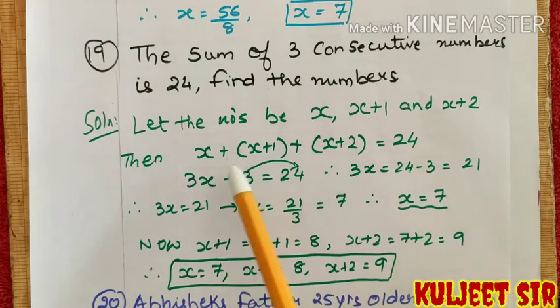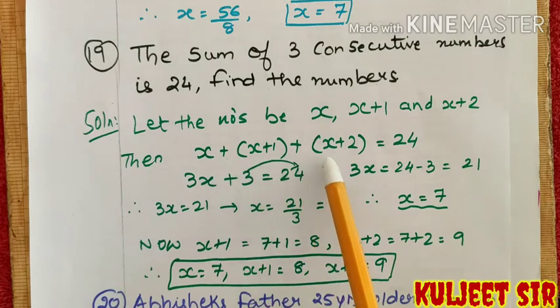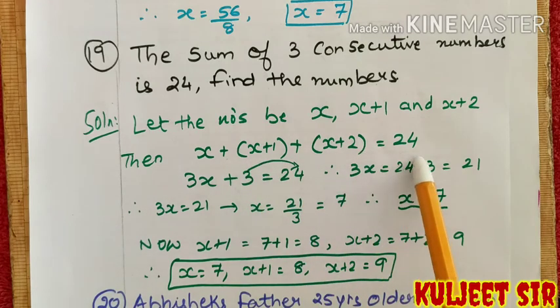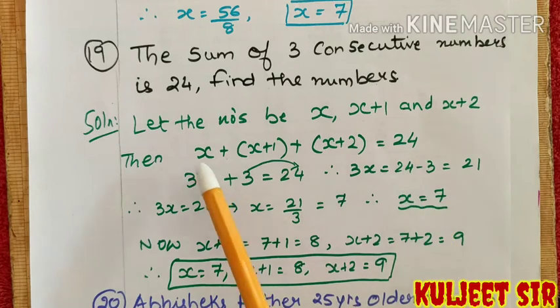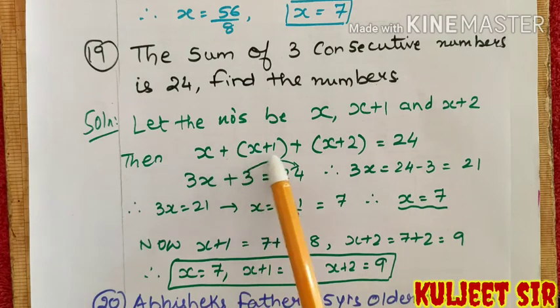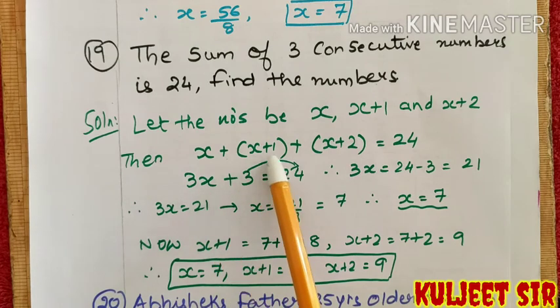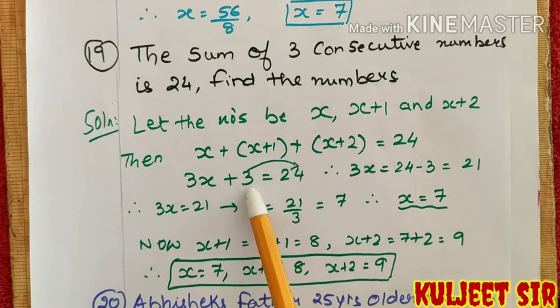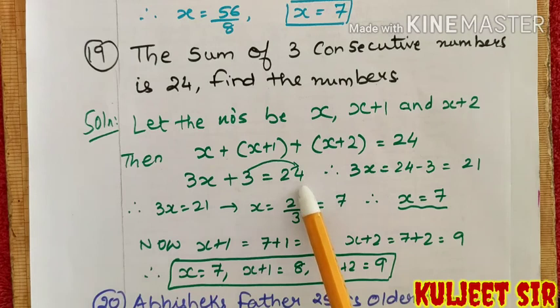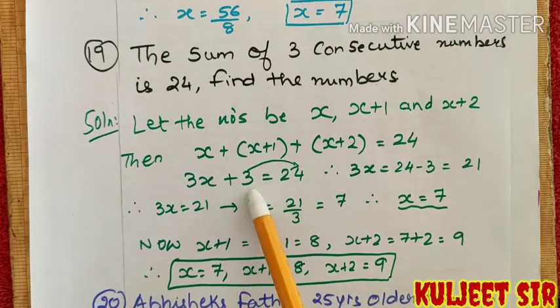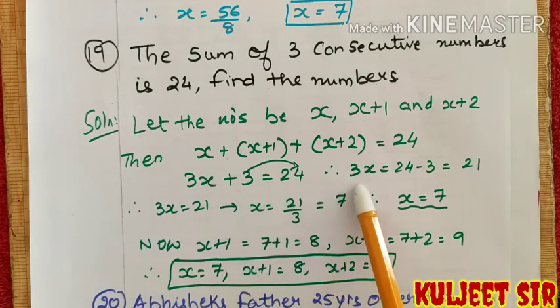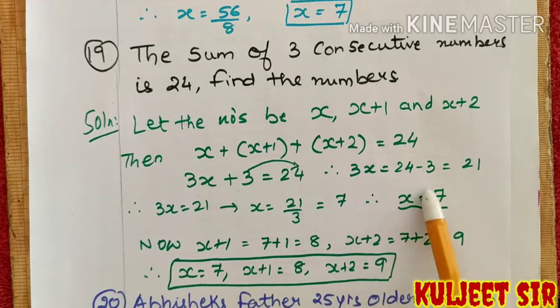Then we can write this as x plus x plus 1 plus x plus 2 is equal to 24. Now we add the x here, 1, 2 and 3. So I have written 3x here plus 1 and 2, so plus 3 is equal to 24. Now again, like terms together in the next step. So you can see 3x is equal to 3.